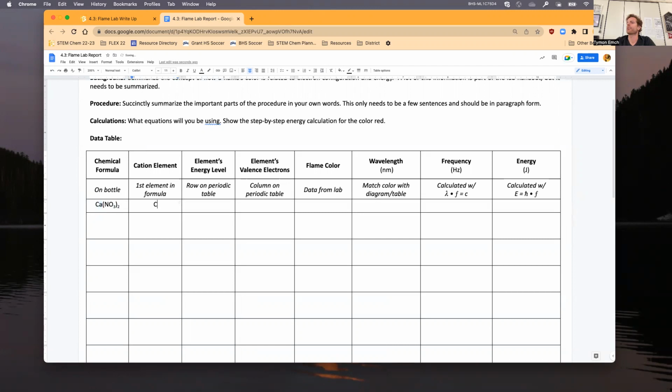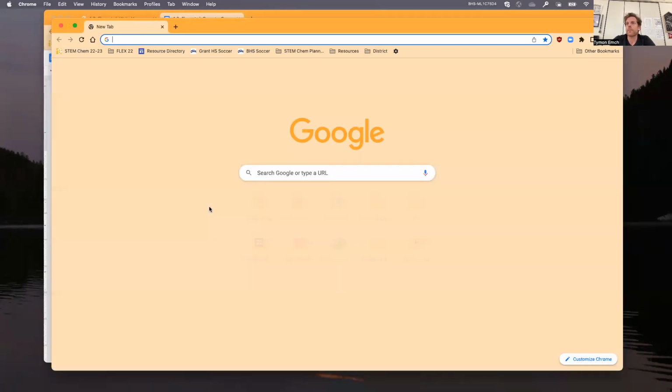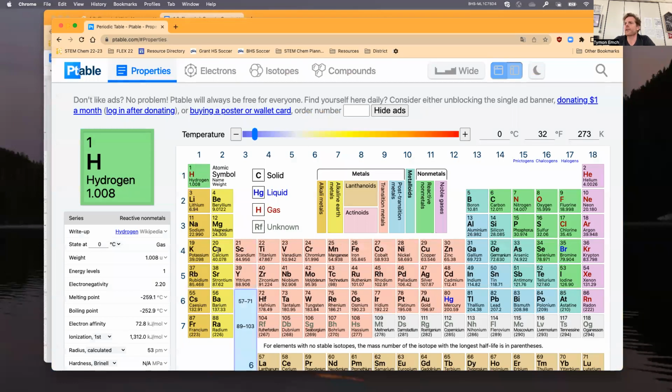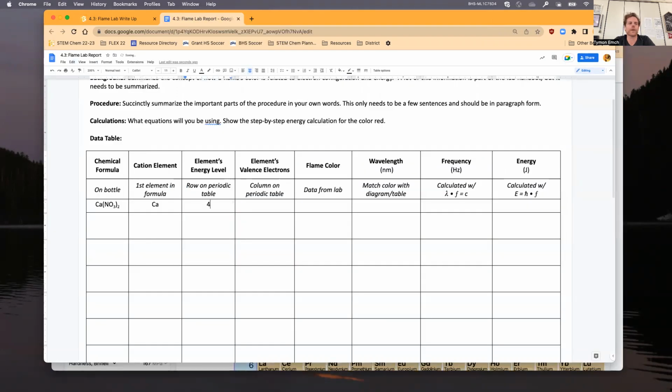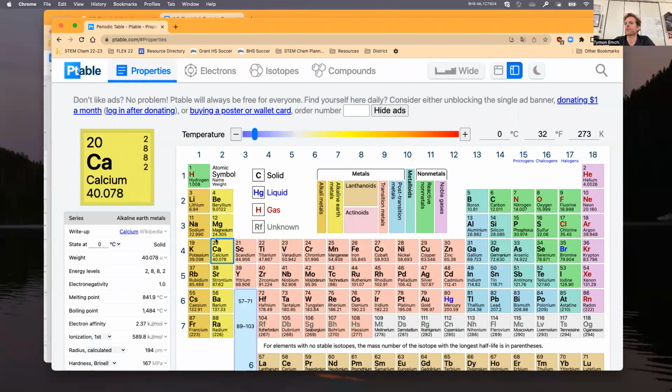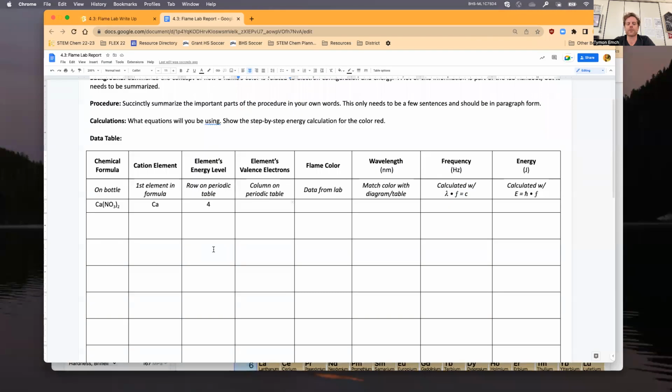Now, the first thing you're going to do is you're going to write down the first element that comes up. So this will be Ca. And you're going to do a little bit of analysis of it. You're going to have to find Ca, because this is right here. You're going to find it on the periodic table. On the periodic table, Ca is on the 4th row. So that means right here, I'm going to say it's 4th energy level. And I'm going to say how many valence electrons it has. So right here, it's in the 2nd column, so it has 2.